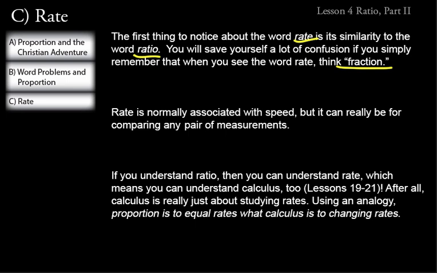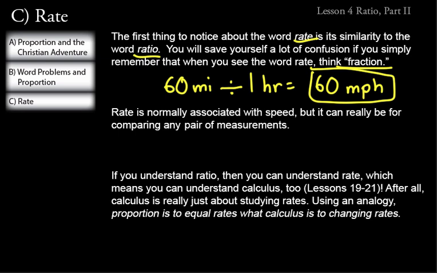For example, if you drove 60 miles in 1 hour, what would your average speed be? Well, think about it. You would say 60 miles divided by 1 hour. That equals 60 over 1, which is just 60. Miles over hour is miles per hour, or for short, mph: 60 mph. Comparing miles to hours, 60 miles per hour.